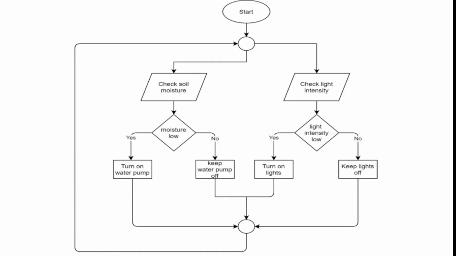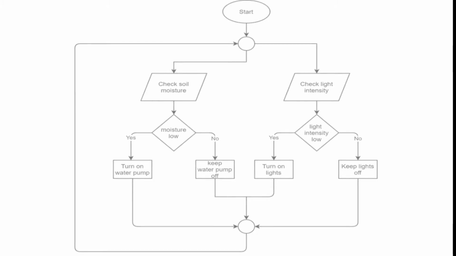In case of soil moisture, we will check if soil moisture is low or not. If soil moisture is low, we will turn on the water pump. If it is not low, we will keep it off. In case of light intensity, we will check if light intensity is low or not. If it is low, we will turn on the lights. If light intensity is not low, we will keep the lights off. Then you can see all of the outputs converge at a point. That is how it will constantly loop to check the conditions of the automated greenhouse.